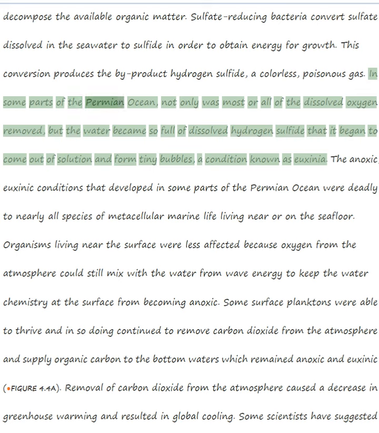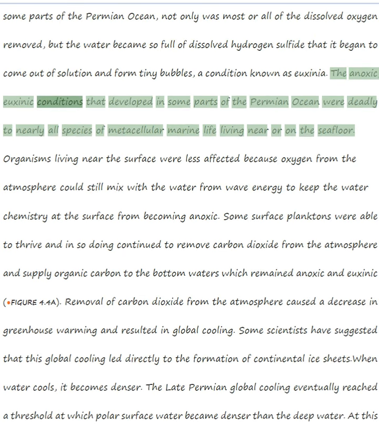In some parts of the Permian Ocean, not only was most or all of the dissolved oxygen removed, but the water became so full of dissolved hydrogen sulfide that it began to come out of solution and form tiny bubbles, a condition known as euxinia. The anoxic, euxinic conditions that developed in some parts of the Permian Ocean were deadly to nearly all species of metazoan marine life living near or on the seafloor.